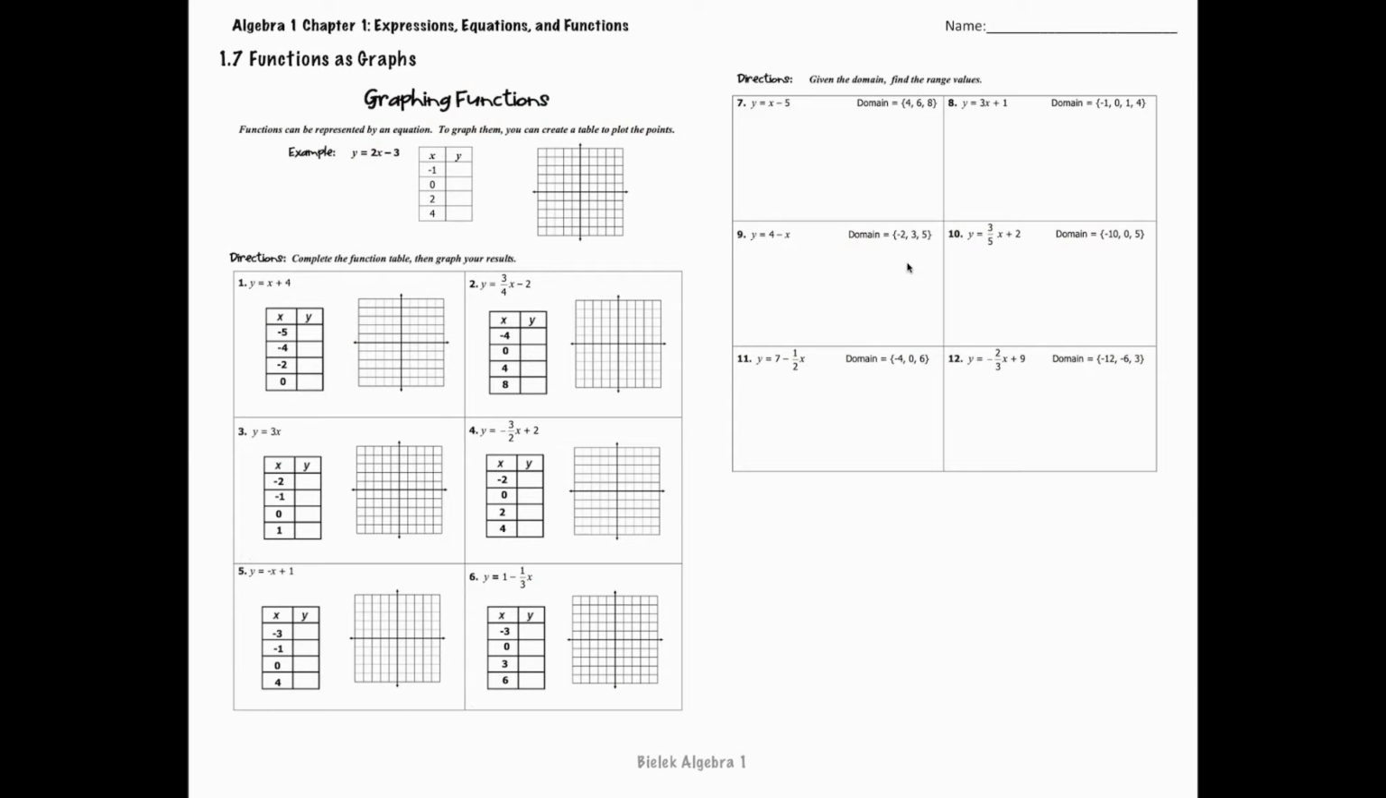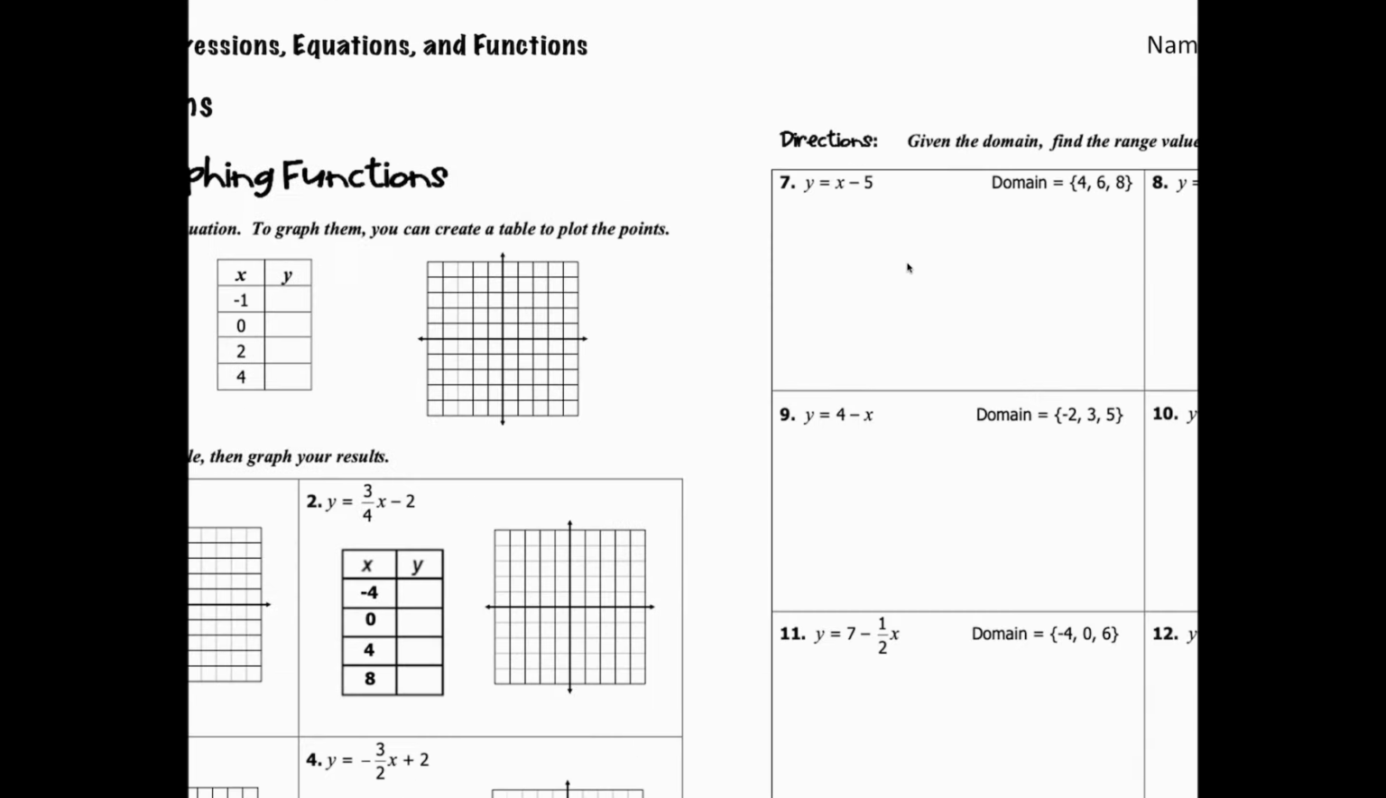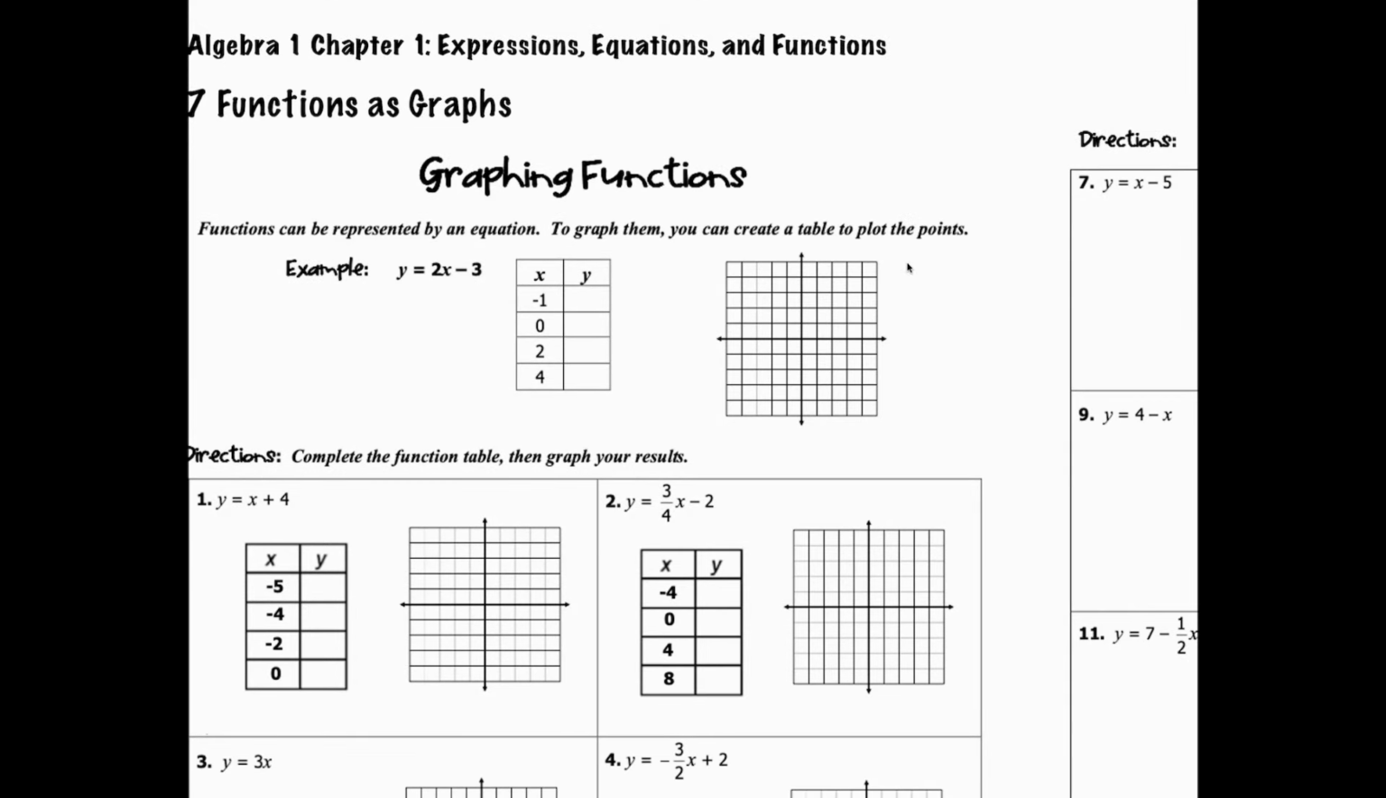So graphing functions. Functions can be represented by an equation. To graph, you can create a table to plot the points. In that top example, they give you the equation y is equal to 2x minus 3. So what I'm going to do is plug these values in for x and solve for y. For example, this would be 2 times -1 minus 3. This would be 2 times 0 minus 3. 2 times 2 minus 3. 2 times 4 minus 3. So I'd go ahead and solve each of those and write what I get.